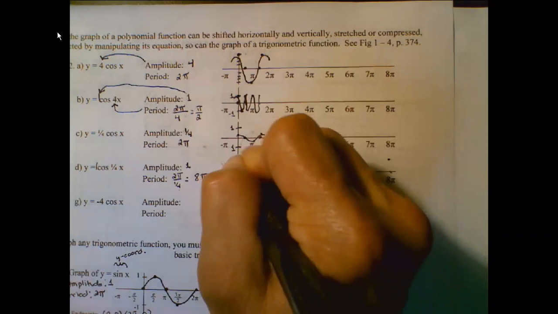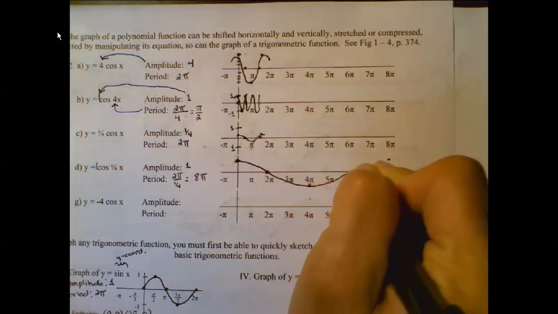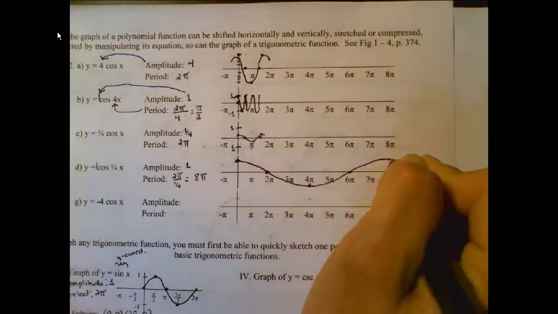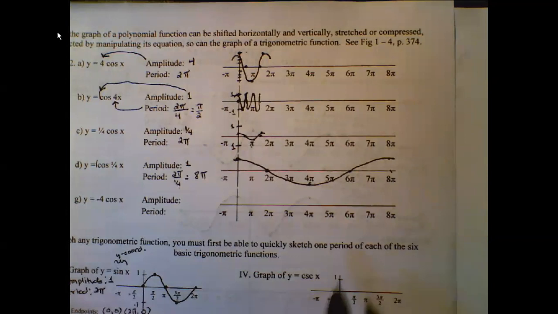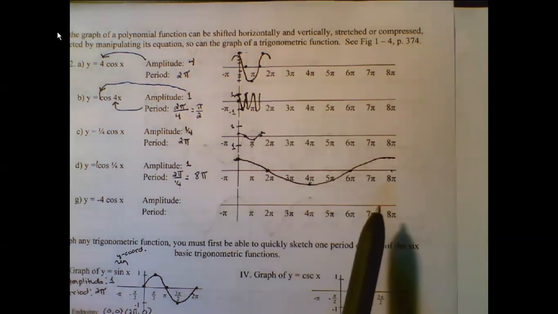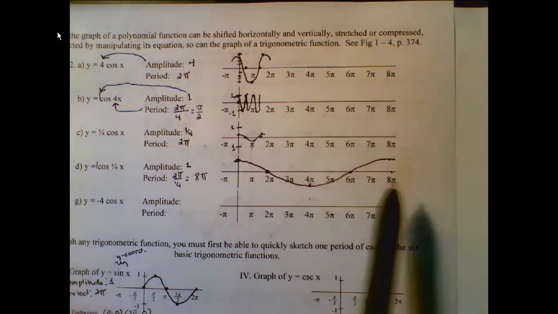See how stretched out that graph is? Because of the change in its period, it takes 8 pi radians, or 4 revolutions of the unit circle, to do its whole thing from +1 back to +1.